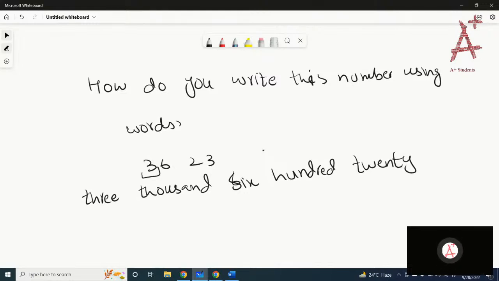So you can pronounce it as 3,623. Got it? So 3,623. The first option is the correct one. Select the correct option and click on the OK button.